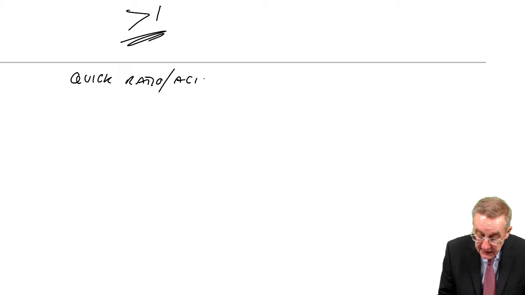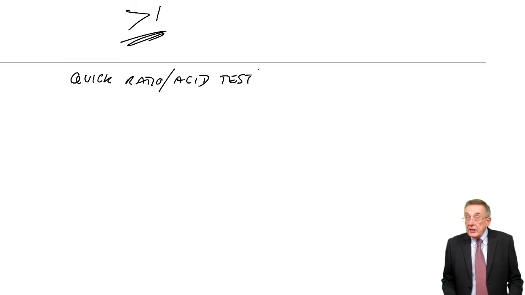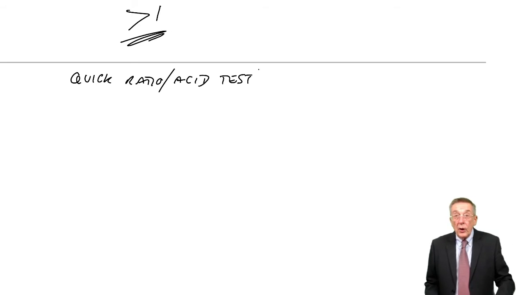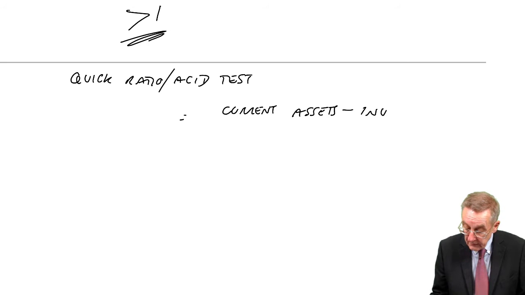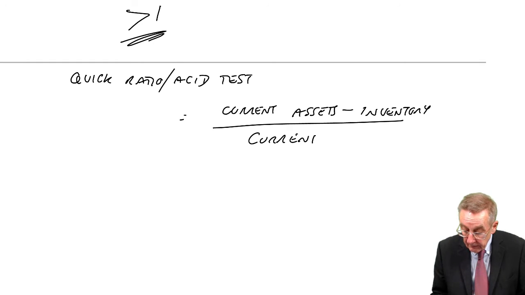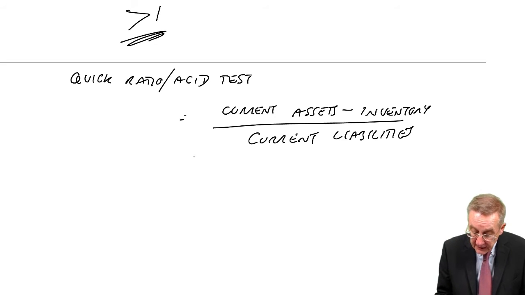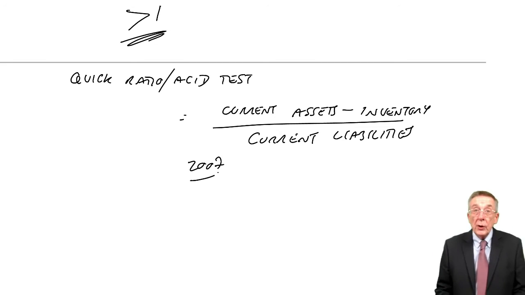And so the next ratio, the quick ratio, or the other name is the acid test ratio. We say, well, in the very short term, let's ignore the inventory. It's the current assets minus inventory, divided by current liabilities. So it's just like the current ratio, but for the reasons I just explained, we ignore the inventory.